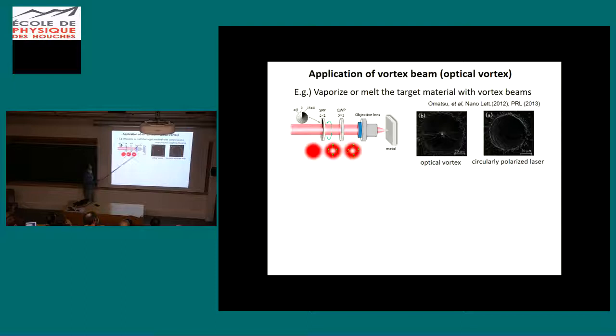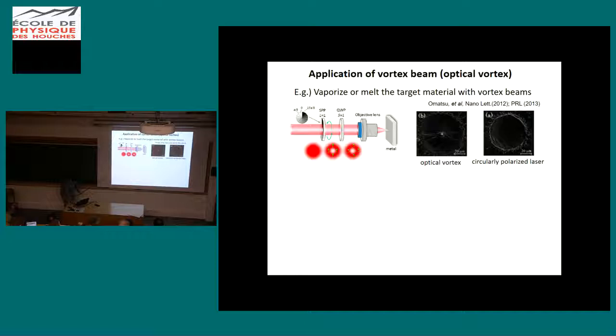Here we applied a very strong vortex beam to a metallic plate, and as a result of the application, ablation occurs, and we have this circle-type trace. As I said, the vortex beam has a ring-type intensity structure. Then we have this small needle if we apply an optical vortex to the metallic plate.